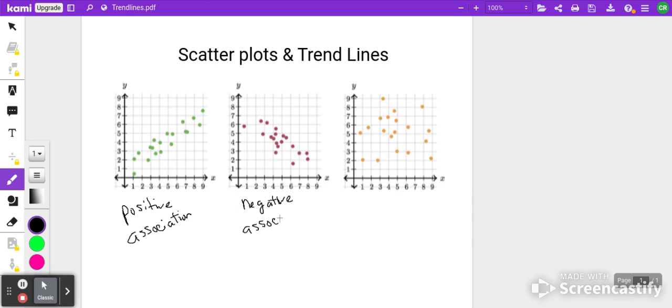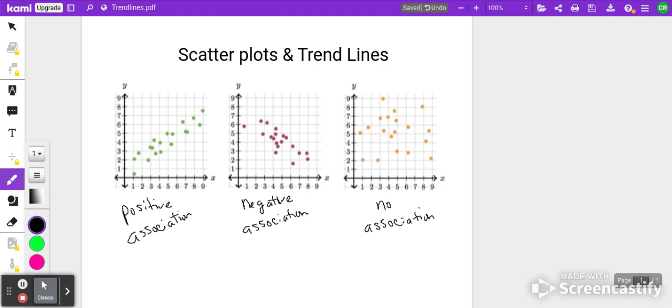And then the last one, the points are kind of all over the place. Like you can't tell if it's a positive or a negative. They're up and down and all around. That's called no association or no correlation. And those are the three kinds of scatter plots that you can have.